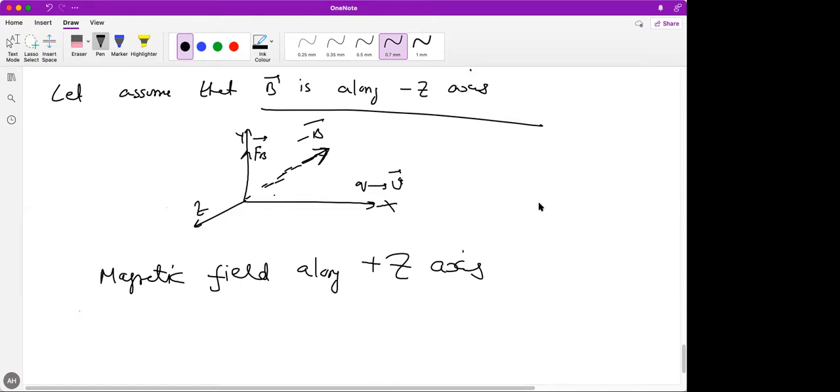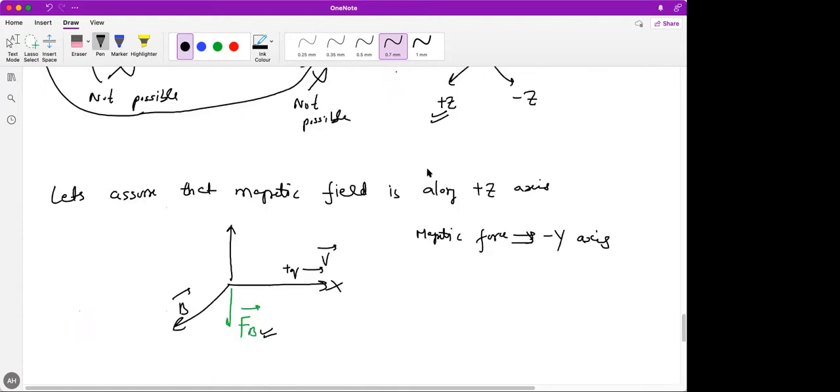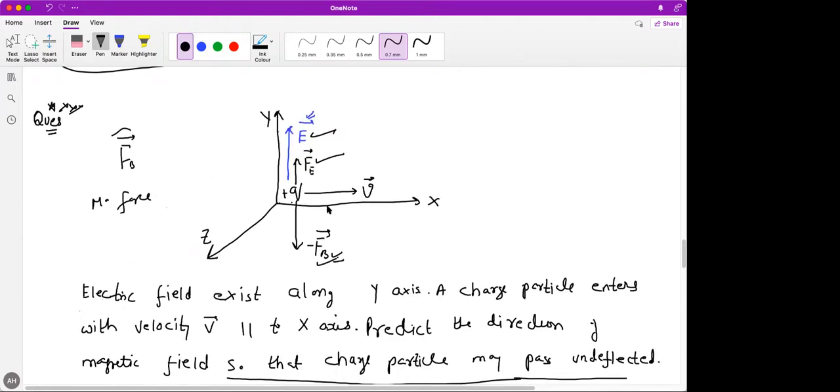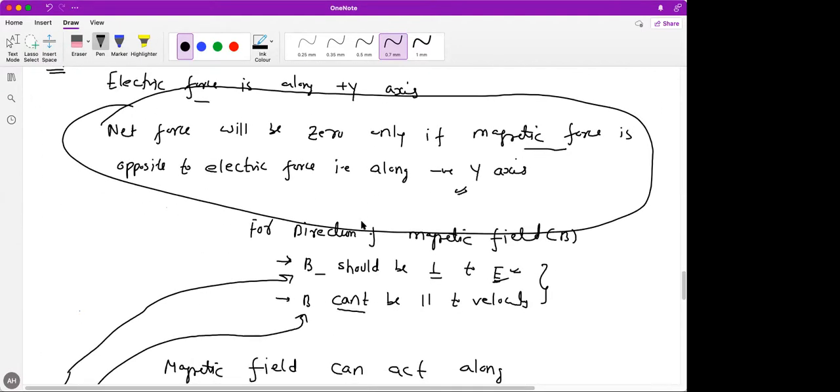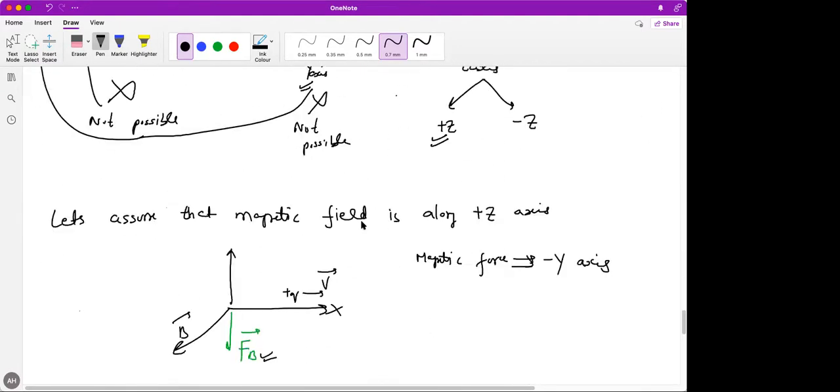Because in the other figure, that one is along the negative y-axis. Which quantity is along the negative y-axis? The velocity. Velocity is along the negative y-axis. See this diagram. What is this? Force. Which force? Magnetic force.